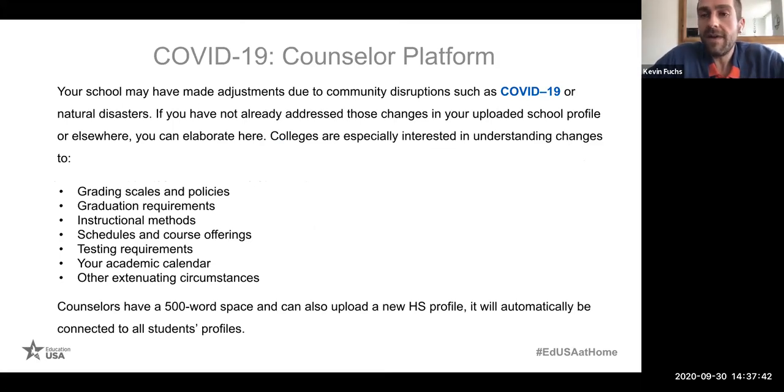As a school, we can explain how we made adjustments to our curriculum, if we have changed any grading scales, policies, graduation requirements, or instructional methods, which I assume we all did, right? How we adapted our schedules and courses, testing requirements, the academic calendar, and any other circumstances. So we have up to a 500 word space, and we also have a place where we can upload our high school profile.